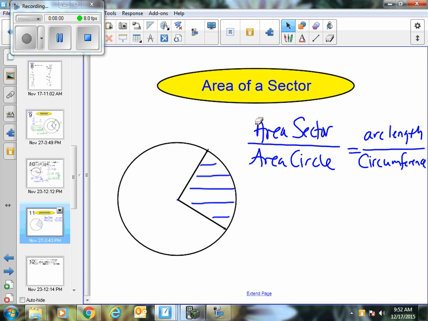All right, so when we do that comparison, those are proportional. We're taking the sector to the whole circle, length of the arc to the whole circle. We know relationships for a lot of these. Area of the sector I don't know, so I'm going to go ahead and call that A for area. Area of the circle, what's your formula for area of a circle?